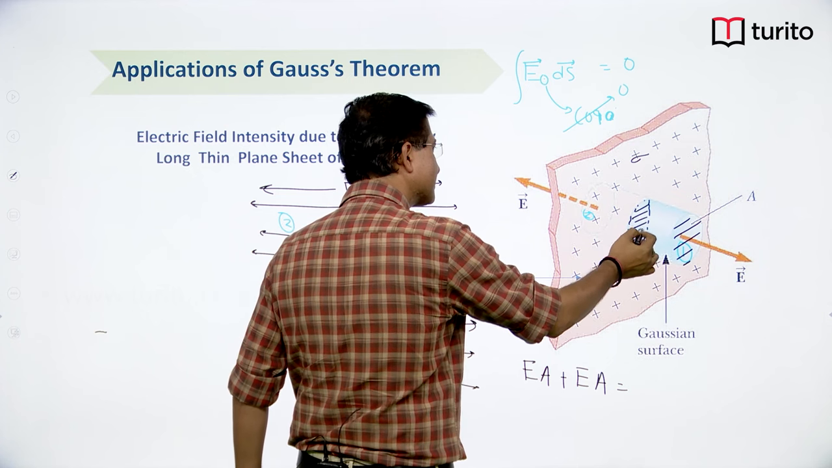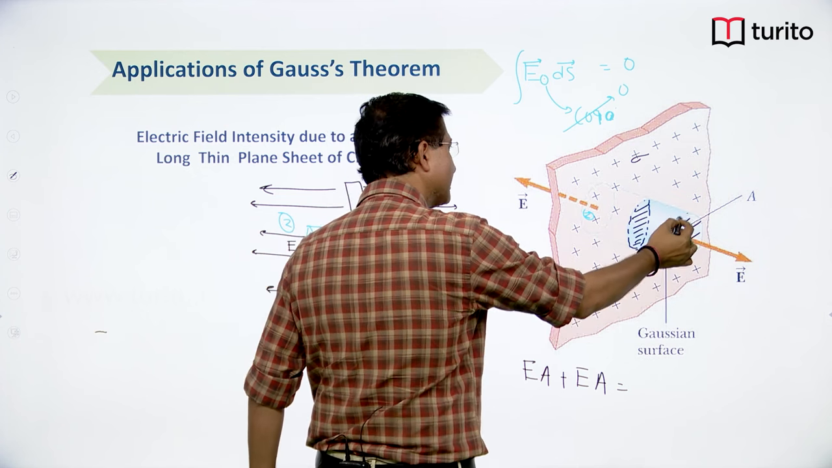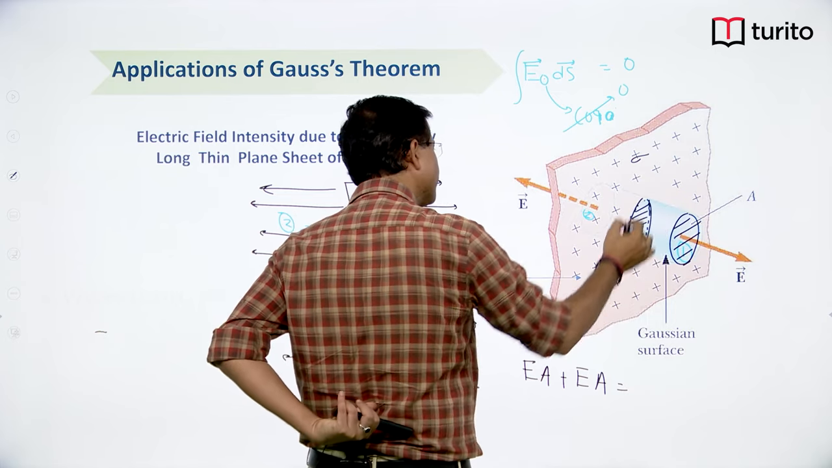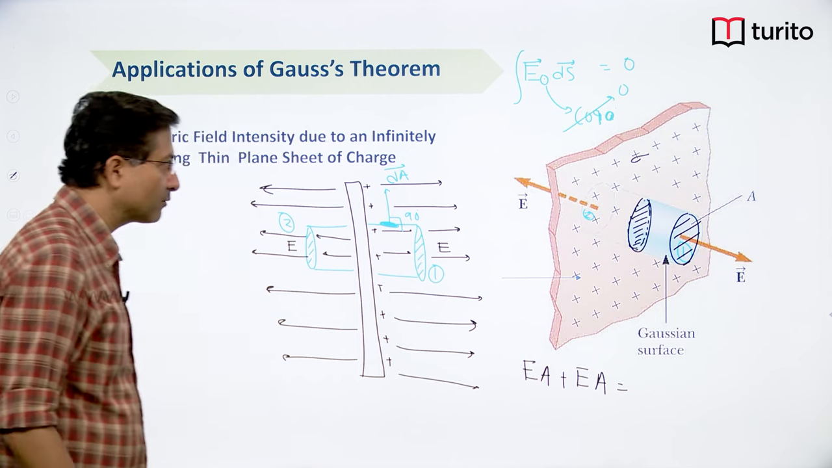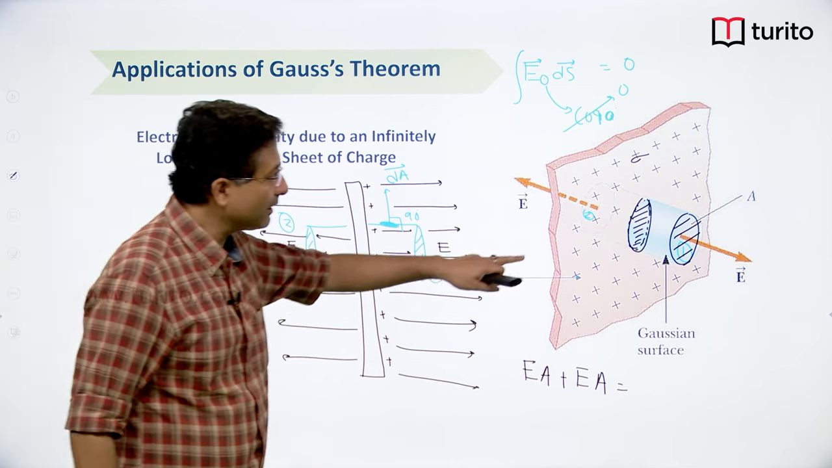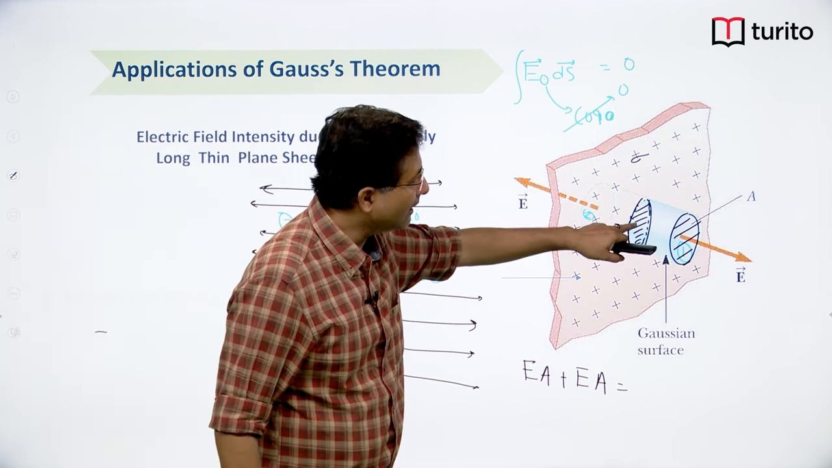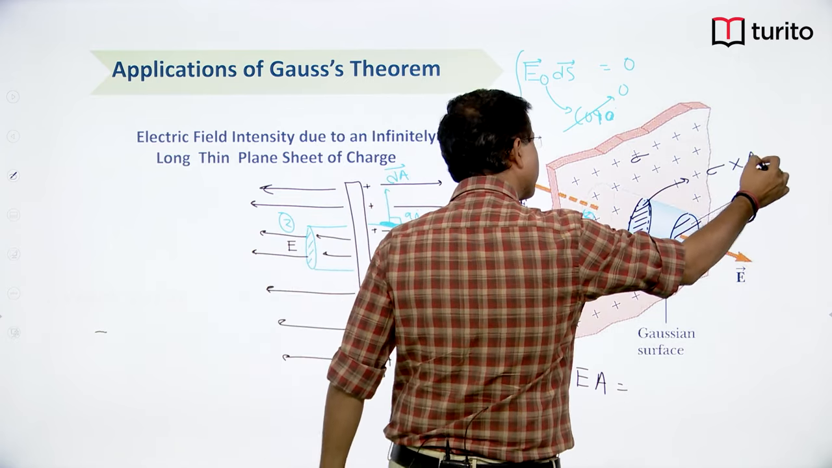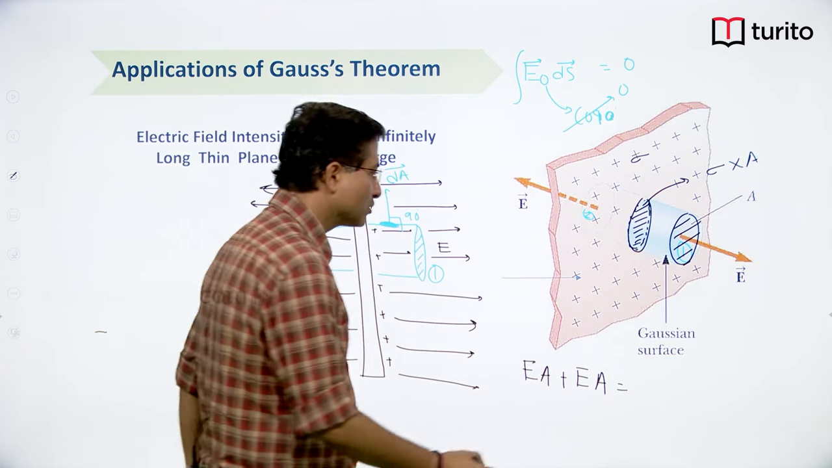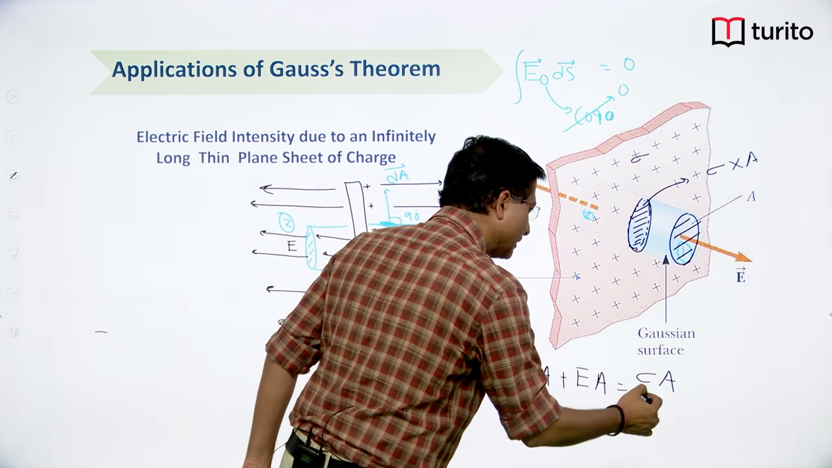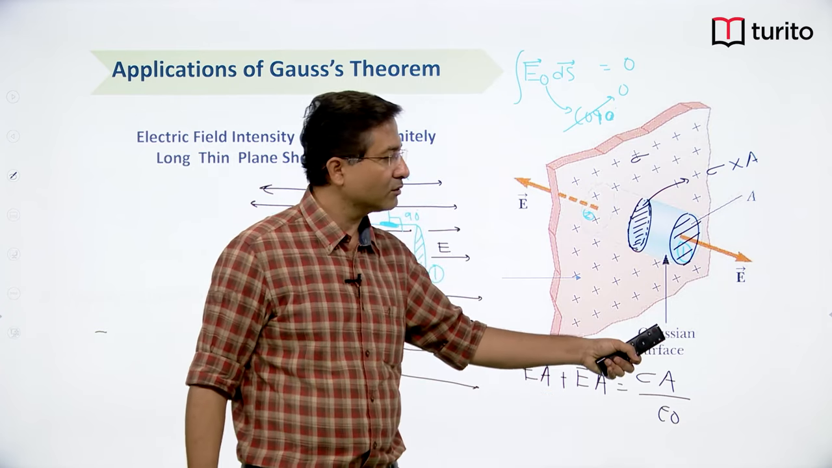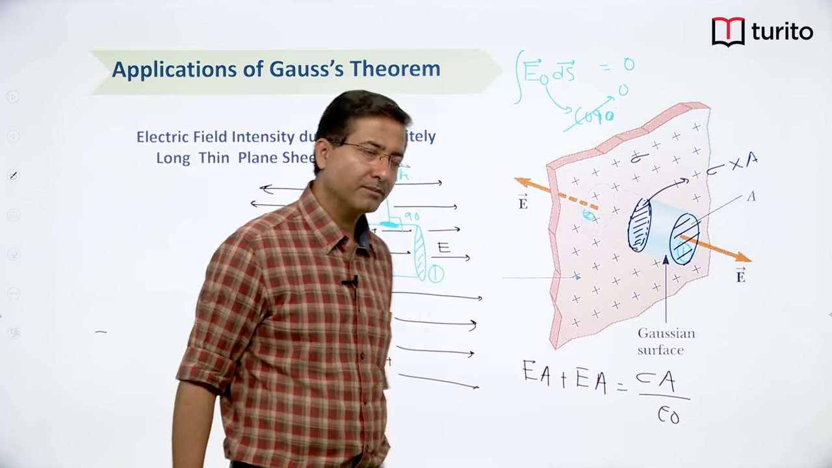What I am saying is this area, if this front one is A, if this one is A and it is passing through the plate, that one will be A. If I multiply this area A to sigma, I will get the charge here. So, charge here will be sigma into A. So, sigma into A divided by epsilon naught, Gauss law: total flux is equal to charge inside upon epsilon naught.